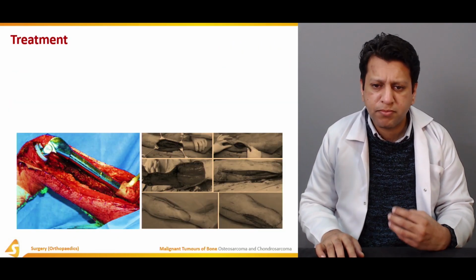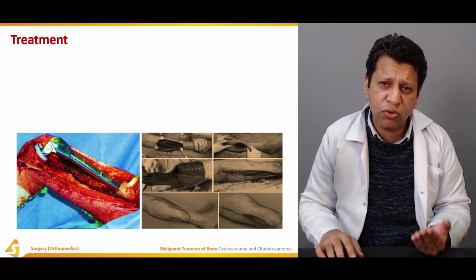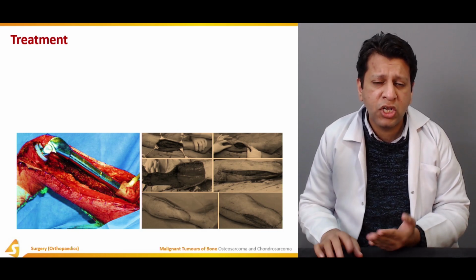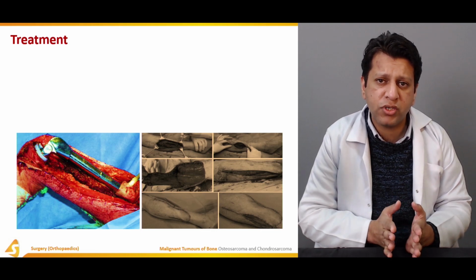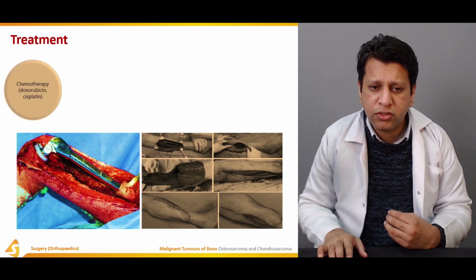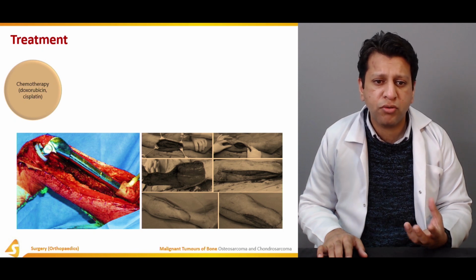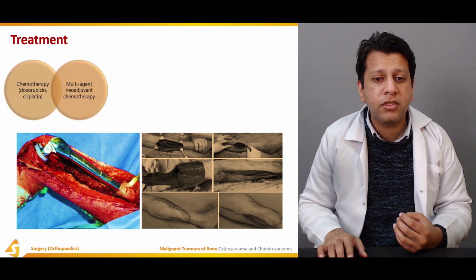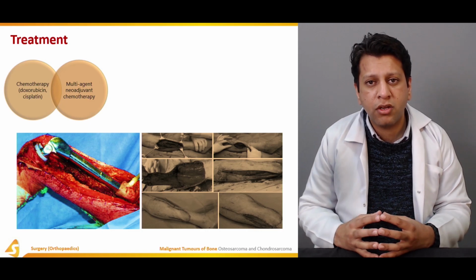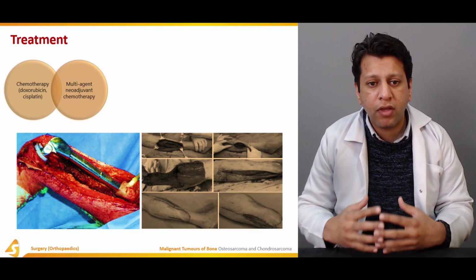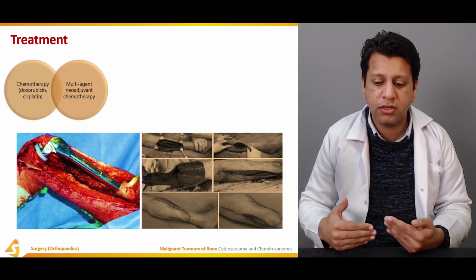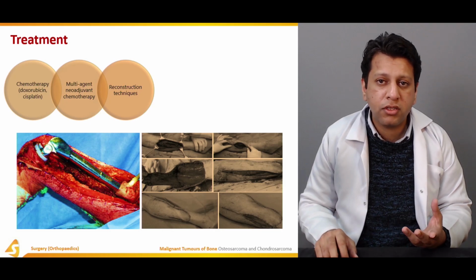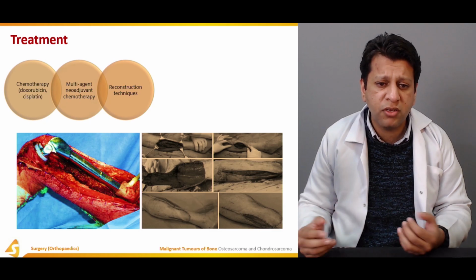Coming to the treatment, it depends upon whether it's low grade, intermediate or high grade. Usually intermediate and high grade are treated as one entity, and low grade osteosarcoma is treated as the other. But treatment involves neoadjuvant chemotherapy with doxorubicin and cisplatin. Then once the tumor is downstaged after giving the multi-agent neoadjuvant chemotherapy, we go for wide local surgical resection. Usually after resection we have to go for reconstruction because it's mainly involving the knee.